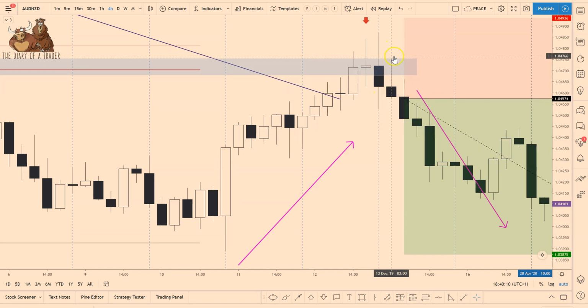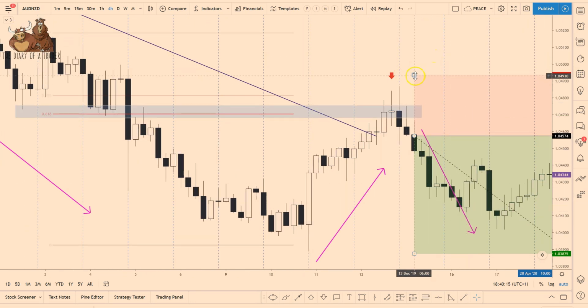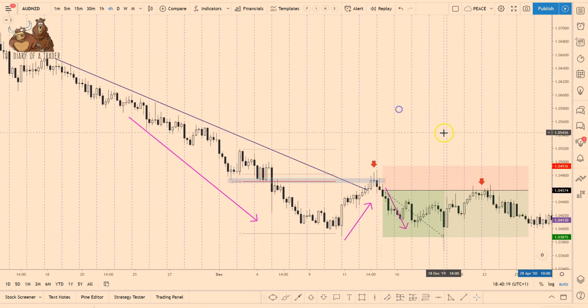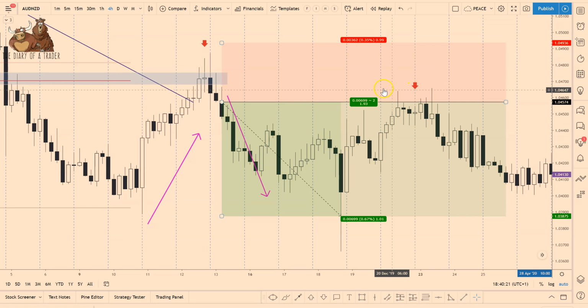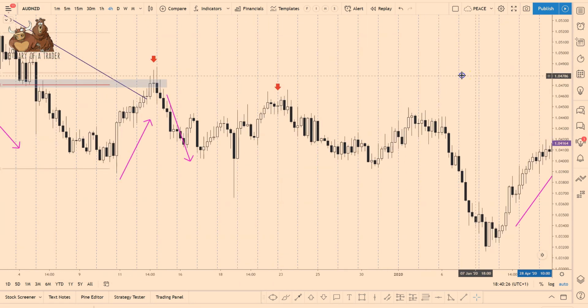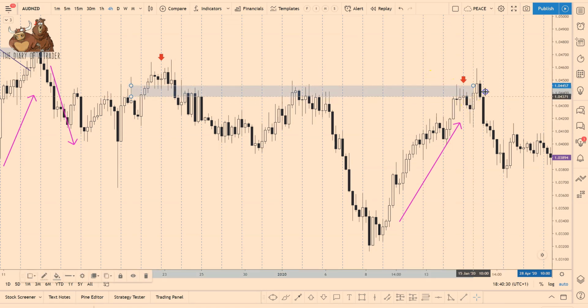In this case, we have a very bearish candle price action to confirm that we are going short with the stop loss above and take profit down below. And the same in this case, and also the same in every other case. In this case, we have a nice zone area here.